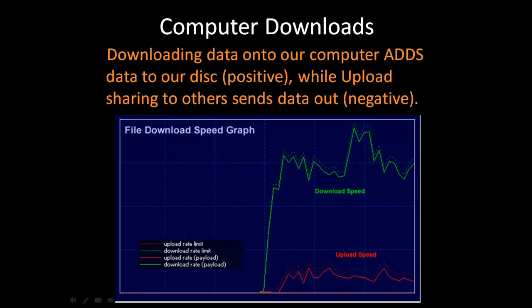When we do computer downloads, we have the download occurring, which is positive as data comes into our machine, and as we share data out of our machine to others, that goes in a negative transmission path. Notice also on these graphs that the download speed varies. Sometimes it is increasing in a positive direction, other times it is decreasing, which is negative.